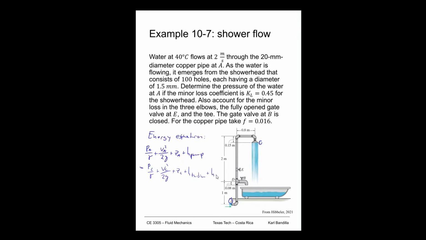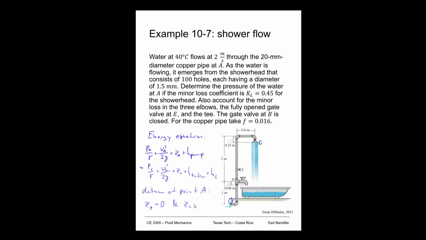turbine plus HL. Now in our case, of course, we'll have losses, both major losses from the flow along the pipe and then minor losses for the elbows, the T, the valve, and the shower head. But before we get to those, let's do our regular steps. So let's start with our datum. In our case, we'll put the datum at point A. What does that mean? That, of course, means that ZA is equal to 0.